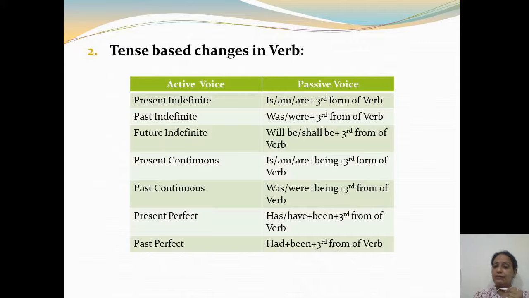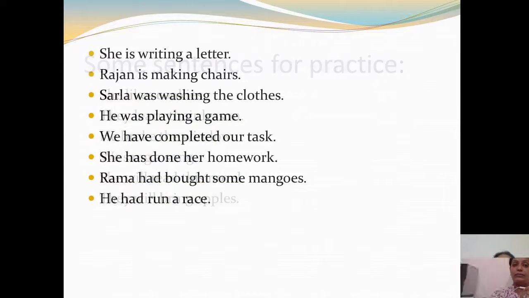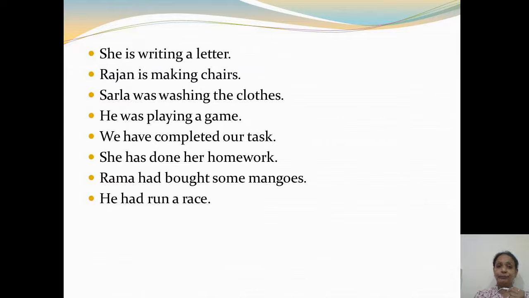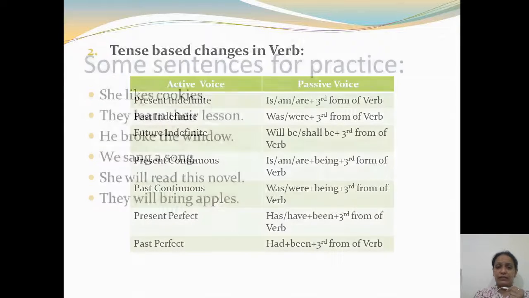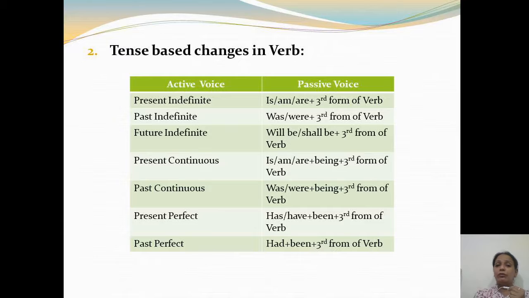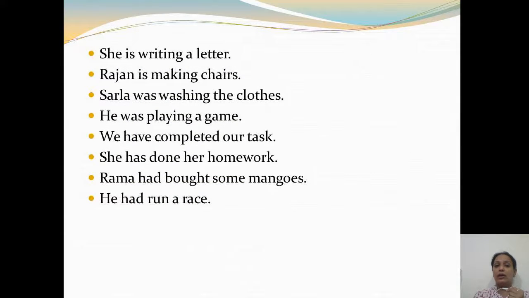Now the next thing is being. A letter is being, right? And then the third form of verb. A letter is being. Now what do we have over here? We had writing: write, wrote, written. The third form of verb is written. A letter is being written by her. Let's see the next sentence, chairs are being made by Rajan. Chairs are being made by Rajan.